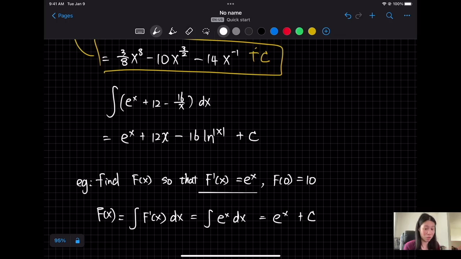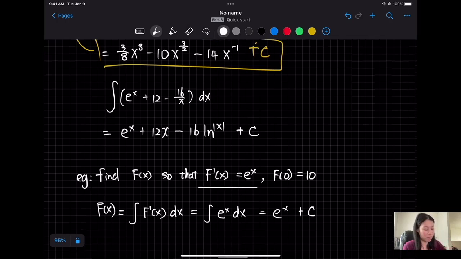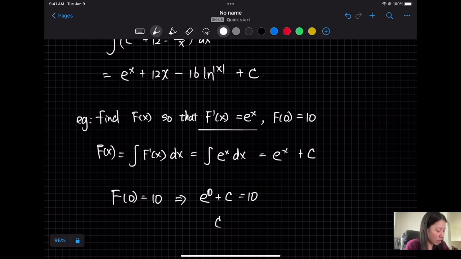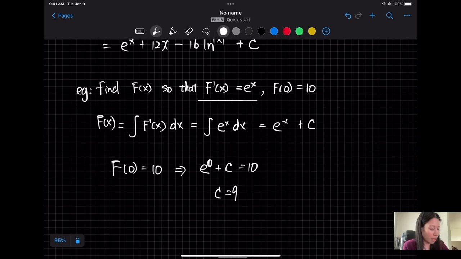If you take the antiderivative of the derivative, you will get the original function. And we also know that f of 0 equals 10. That means e to the 0 plus c equals 10. So what? e to the 0 equals 1, so c is equal to 9. That means our original function is going to be e to the x plus 9, so that when you take the derivative, this is equal to e to the x.